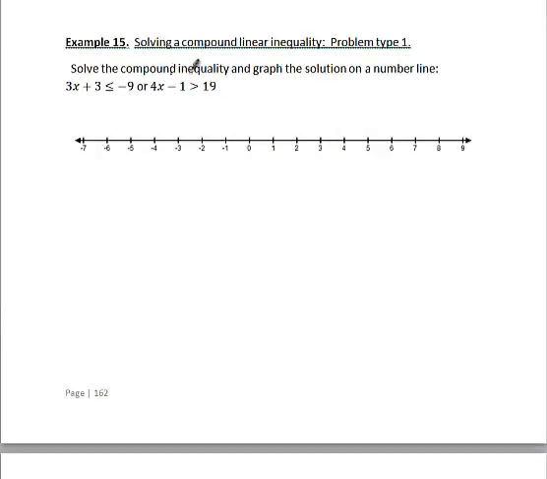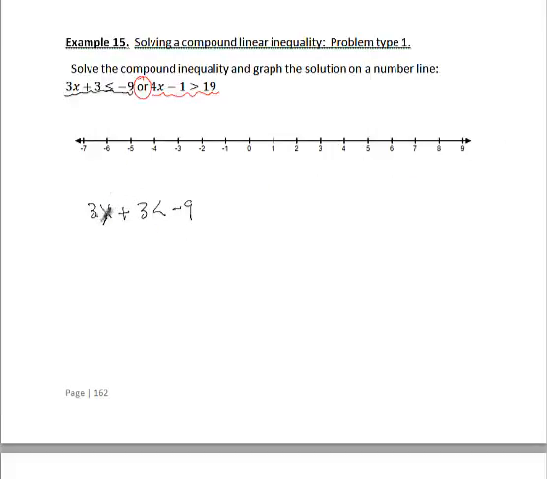Alright, solve the compound inequality and graph the solution on the number line. Well, compound because we have one inequality, then we have another one with a conjunction in between. So first thing we'll do is take the first inequality, 3x plus 3 less than -9, and solve this. We have to get the variable by itself before we attempt to graph the solution.